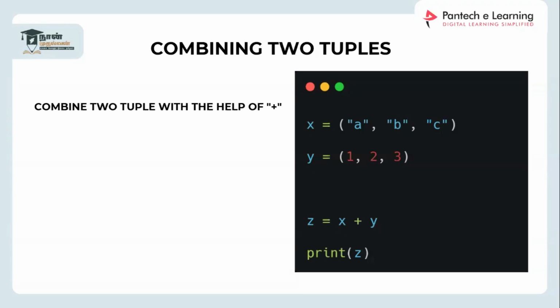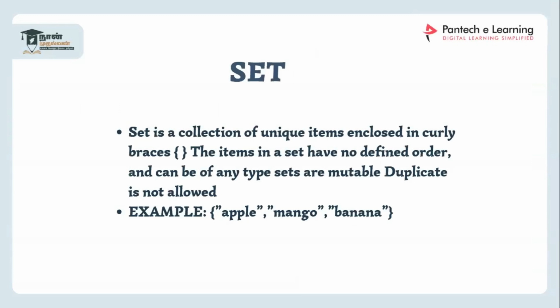Okay, so this is how we use the tuple format. The next one is a set. A set is a collection of items. Compared to list and tuple, a set is a little different. Why? Because the set uses curly braces. You see the collection of items enclosed within curly braces, and the items have no defined order.